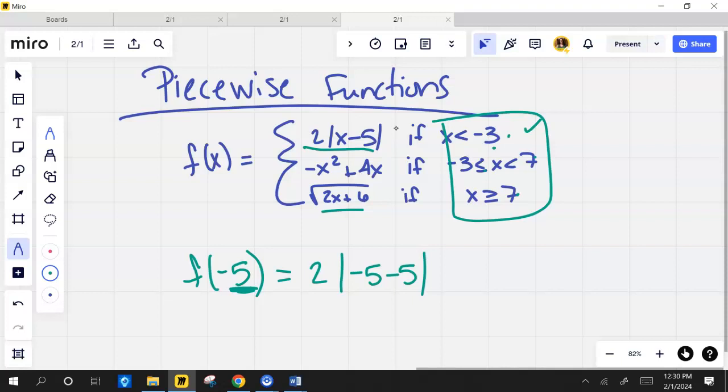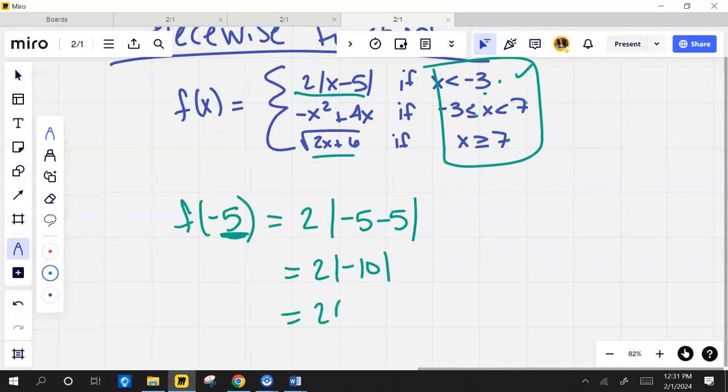So, how do you do that? Why'd you circle the numbers on the right? Because that's what you have to look at to decide which equation you need to use. Okay, so then what do you do after that? Well, -5 minus 5 is what? -10. What's the absolute value of -10? 10, and 2 times 10 is 20. Y'all okay there? All right.